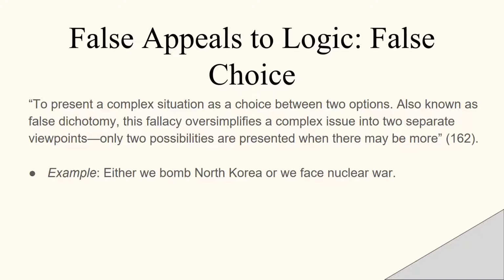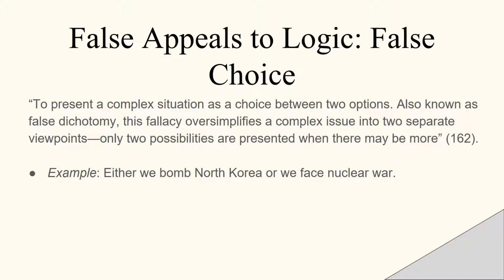Remember, the strongest argument would be one that relies on good, credible appeals to logic, such as the provision of supporting evidence, including compelling statistics. However, with a logical fallacy like false choice, the writer is attempting to make a logical appeal with faulty material. In this case, by presenting a complex situation as a choice between only 2 options. As an example, someone might argue that either we bomb North Korea or we face nuclear war.